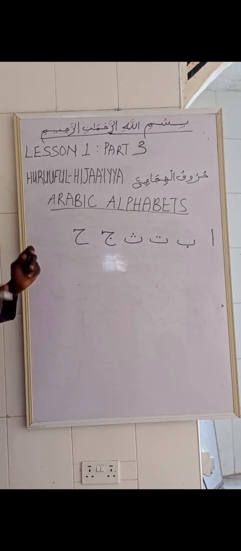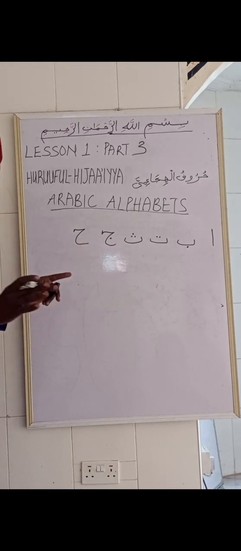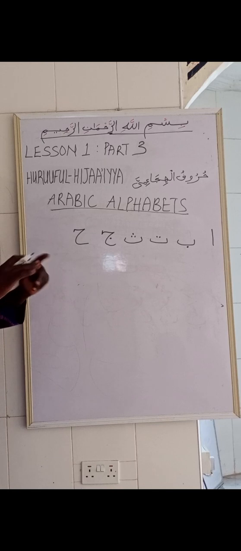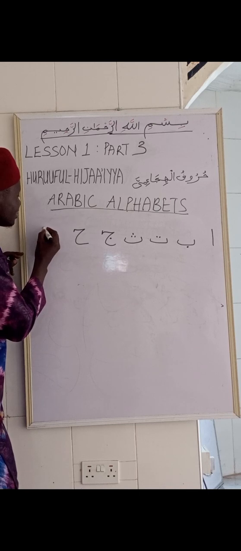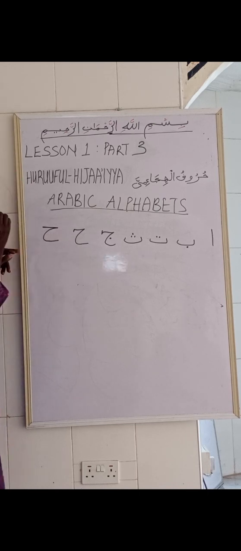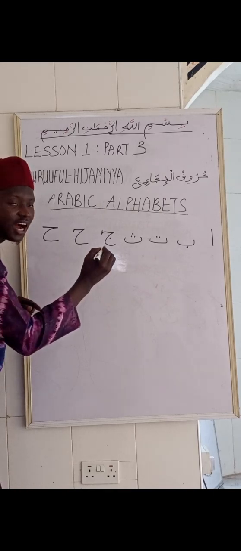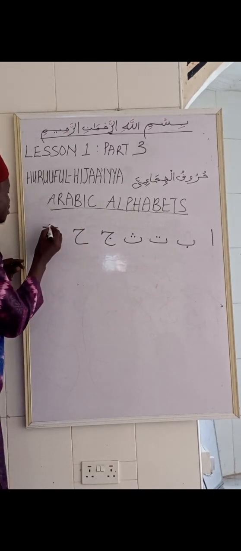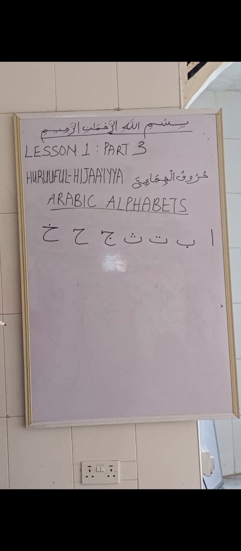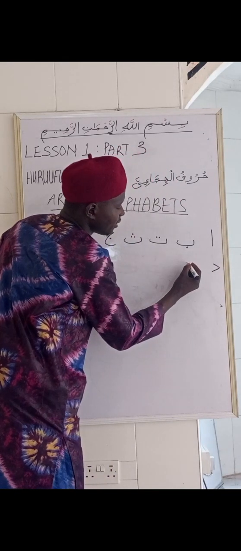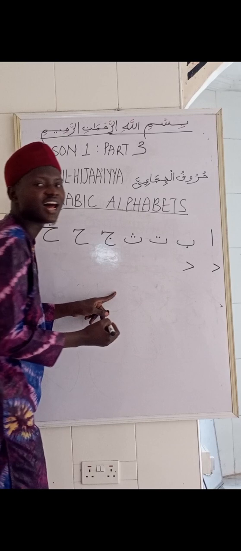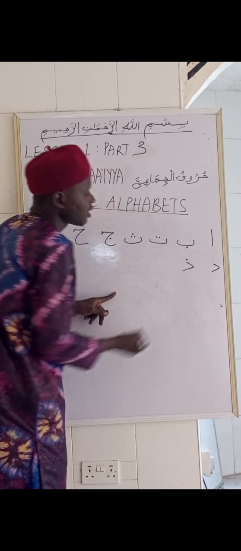Ha. For those that don't know how to write this one, it's not difficult. All these 3 shapes are written the same way. For our children, you can just tell them that once they can write a dash and the letter C, that will be sufficient to write this alphabet. So this is Kha with a single dot above. We equally learned Dal. The next one is Zal, with a single dot above.